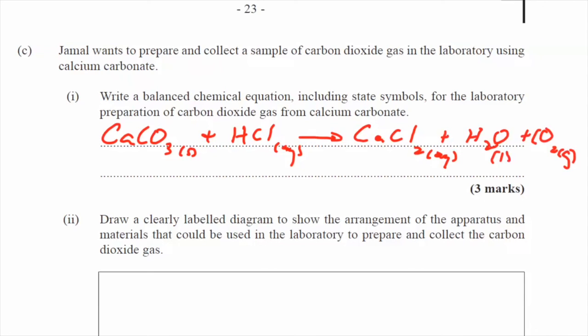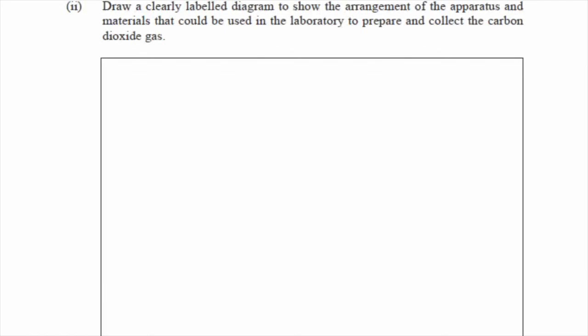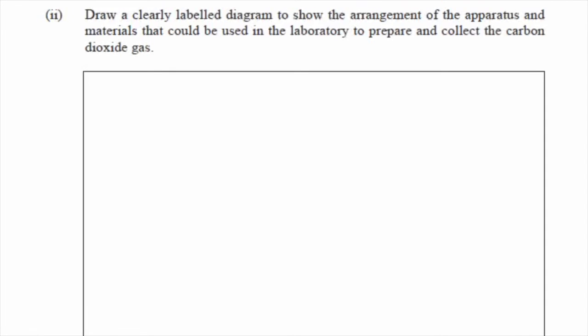So now to balance. We have 2 Cl on the right, 1 on the left. So we put a 2 in front of the HCl. And that should do it. That should give us 3 marks. Part 2 for 3 marks. Draw a clearly labeled diagram to show the arrangement of the apparatus and materials that could be used in the laboratory to prepare and collect the carbon dioxide gas.